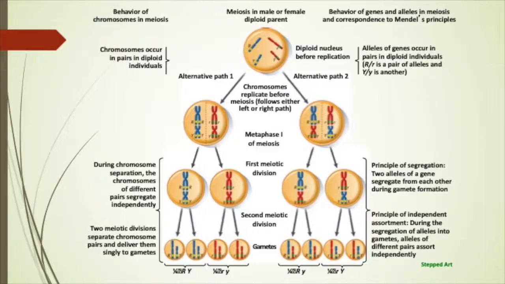Sutton correctly concluded that the genes are carried on the chromosomes, known as the chromosome theory of inheritance. This figure shows you the similarities between the behavior of chromosomes in meiosis and the corresponding Mendel's principles of independent assortment.